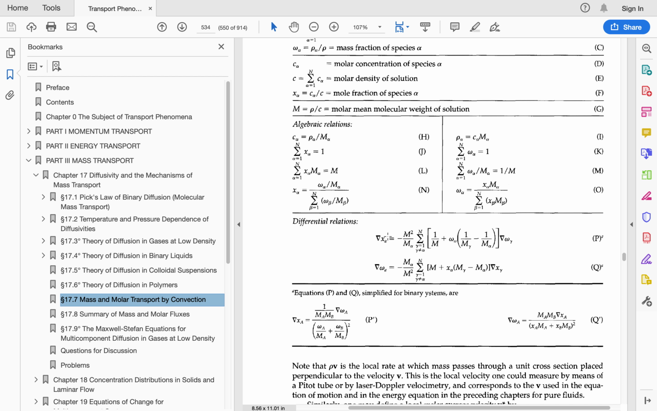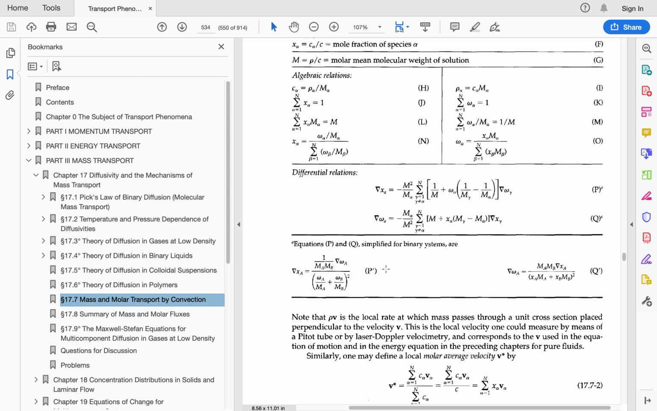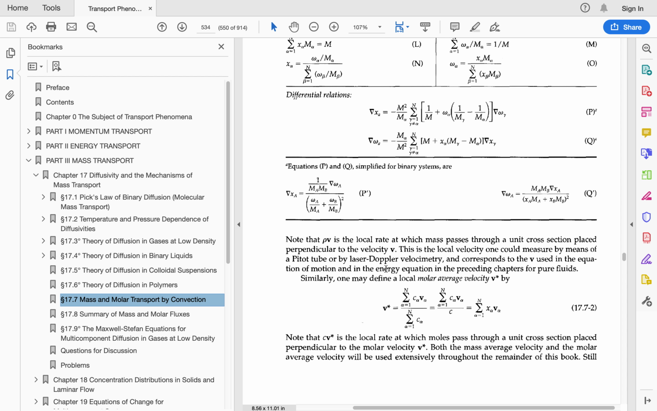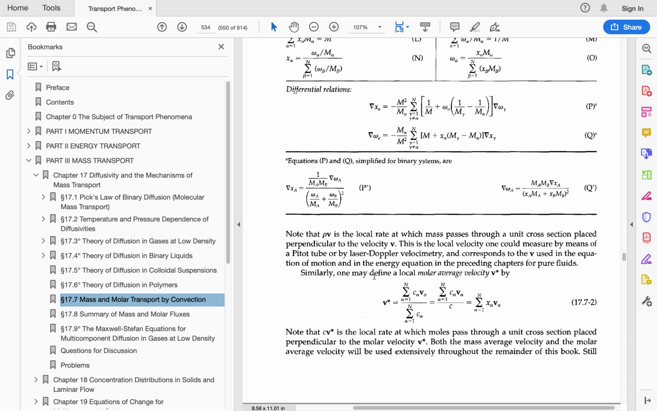And also, this is the differential relation for the mole fraction of A, and also the differential relation for the mass fraction of A. Using these equations, we can define v star, or the molar average velocity, which is the summation from alpha equals 1 to n of the molar concentration of alpha multiplied by its velocity, divided by the summation of concentration, or equal to the summation from alpha equals 1 to n of the mole fraction multiplied by the average velocity of alpha.